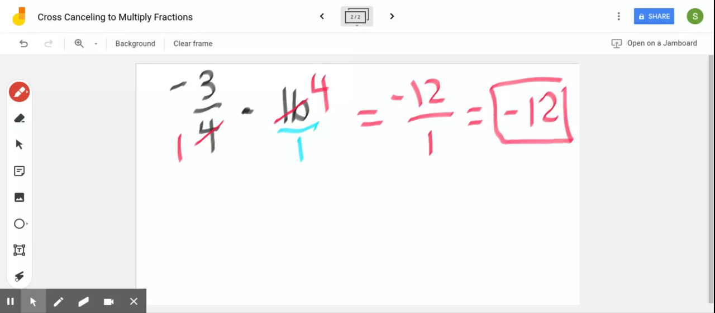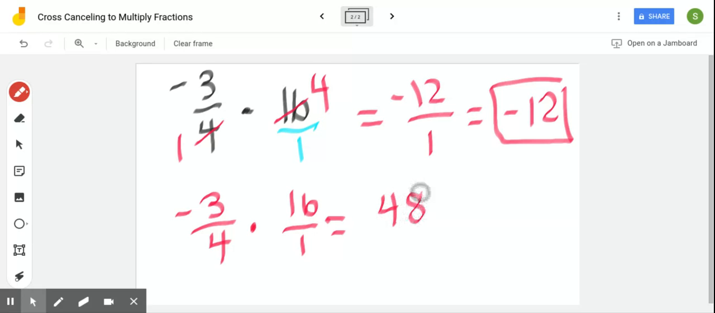So now if I didn't use this method, I'm going to show you what would have happened. This is another way to do it, but this is a little harder because the numbers are a lot bigger. So I could do 3 times 16, which is 48. And 4 times 1, which is 4, and then I would have to do this division in my head, 48 divided by 4, which is still 12, and it's still negative.